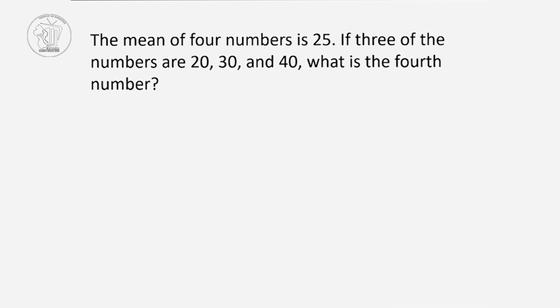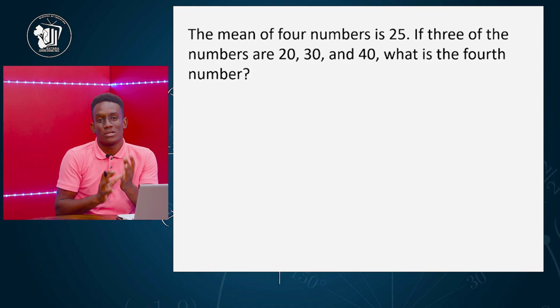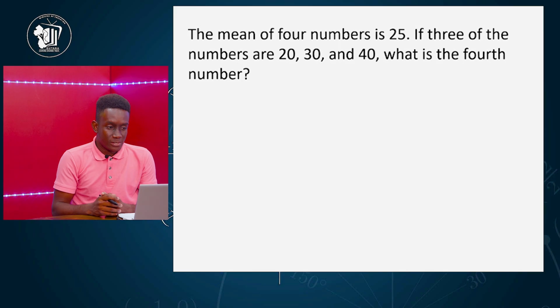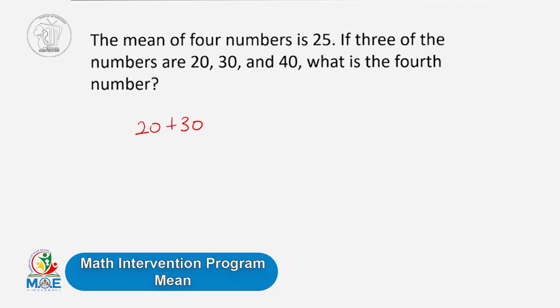This question says, the mean of 4 numbers is 25. If 3 of the numbers are 20, 30, and 40, what is the 4th number? So once again, we'll end up with a similar equation. So it's saying the mean of 4 numbers would be 25. So we add the numbers that we know so far, which is 20 plus 30 plus 40 plus the number that we don't know, in this case x. And all of this will be divided by 4 is equal to 25, the mean.